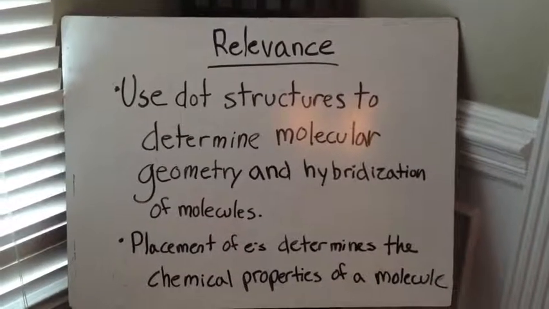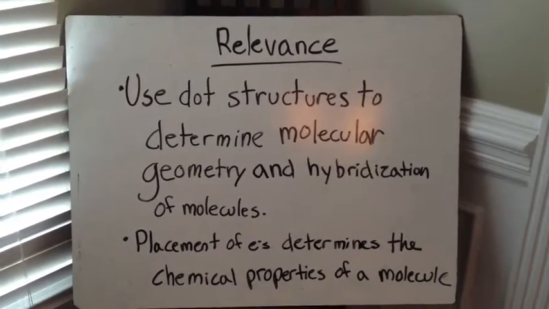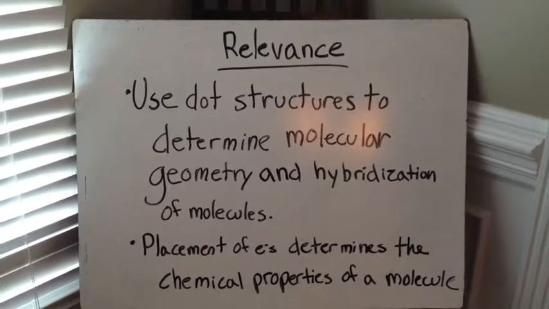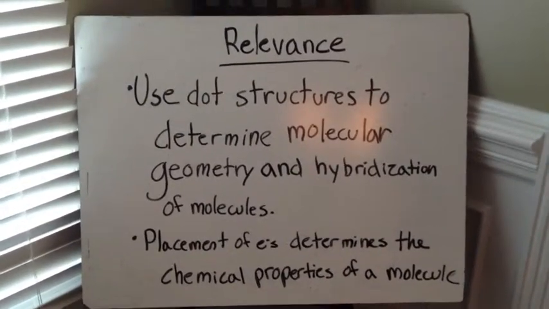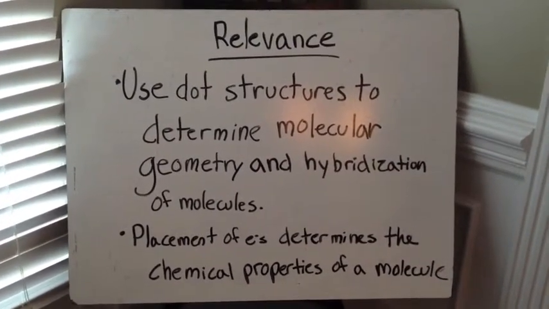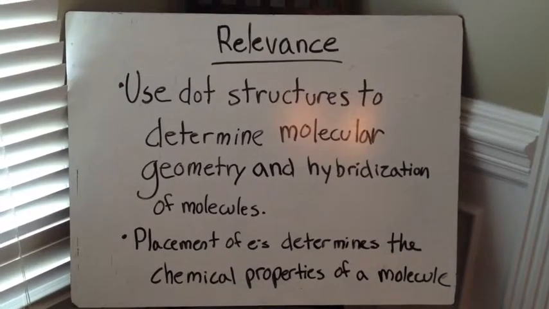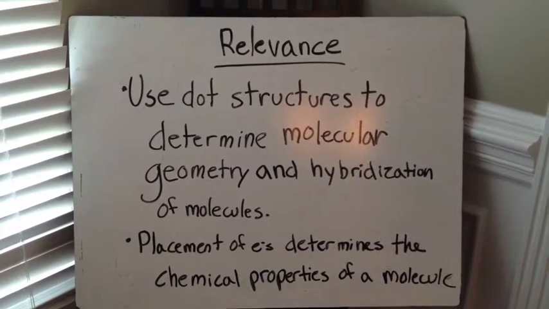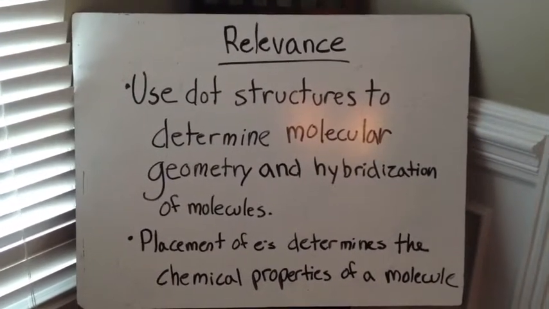Other than writing love notes to John Smith, which is very useful, in real life you can use the electron dot structures to determine molecular geometry and hybridization of molecules. In addition, the placement of the electrons determines the chemical properties of a molecule, so when you write the dot structures, you can see how a molecule will react in the presence of other molecules. Thank you so much for teaching me how to write love notes to my John Smith. I really don't want to get smallpox.